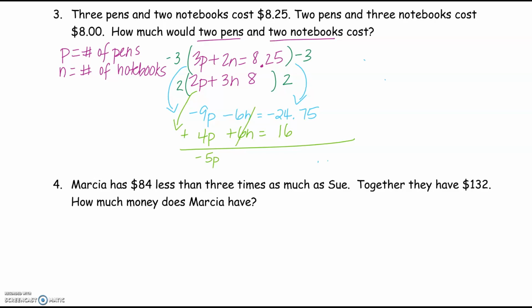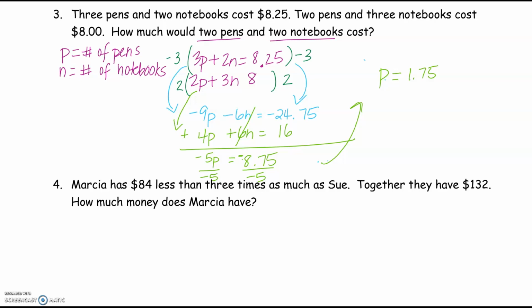I eliminated the N's. And negative $24.75 plus 16 would be negative $8.75. We're going to divide by negative 5, and P is going to go in evenly to $1.75. So a pen costs $1.75.